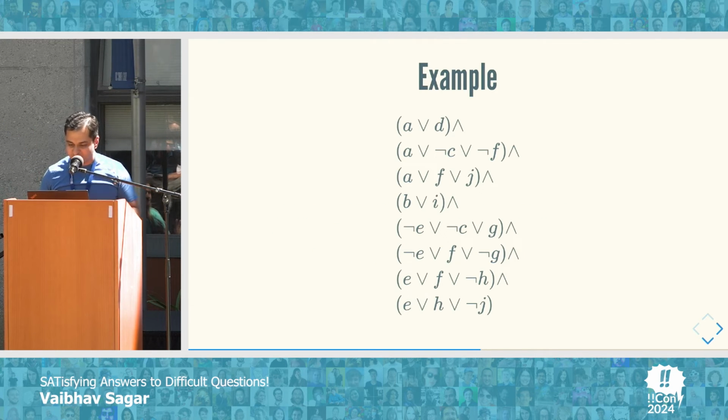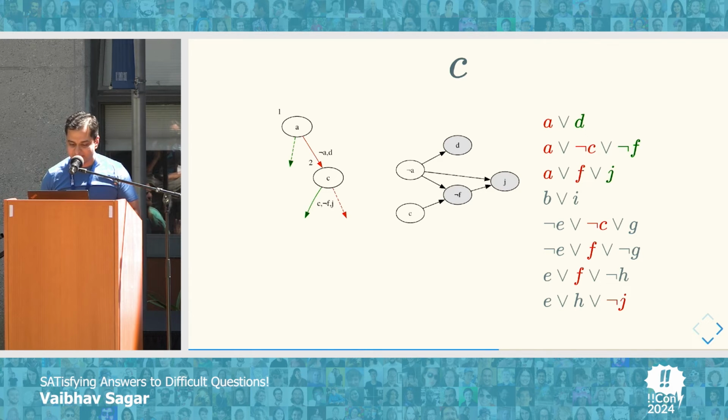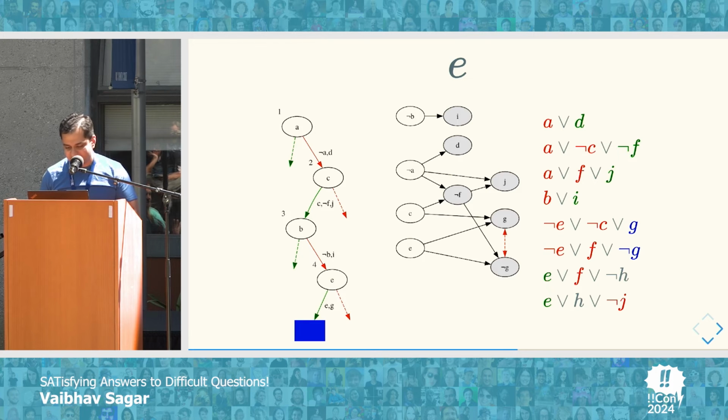So here's a larger example. We start out and we assign false to A, which implies D must be true. Then we assign true to C, which implies F must be false and J must be true. Then we set B to false, which implies I must be true. And then we say that E must be true. And now we have a problem because based on the clauses, we have G and not G. So we have another conflict.